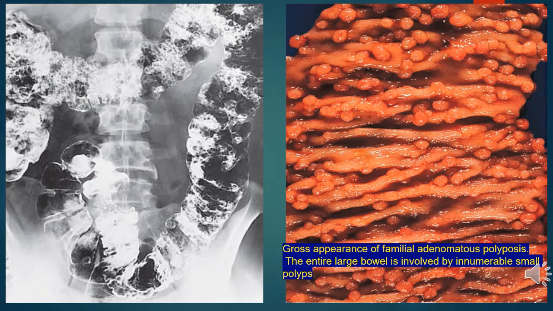Radiographically and grossly, the bowel is studded with polyps ranging from very slight elevation of the mucosa to relatively large masses. The presence of several adenomatous polyps in a patient does not necessarily indicate FAP. For diagnosis of FAP, remember that a minimum of 100 polyps needs to be present before making such a diagnosis, and it can be assumed on morphological grounds. As you can see in the image, the radiograph of familial adenomatous polyposis shows the entire bowel involved, and on the right side, the gross appearance shows the entire large bowel involved by innumerable small polyps.